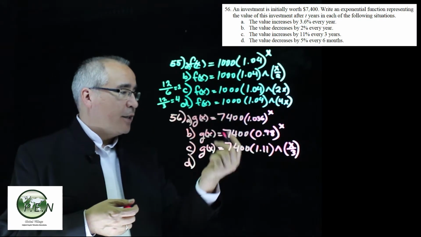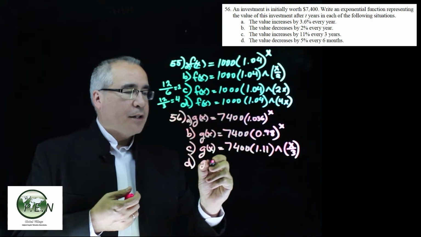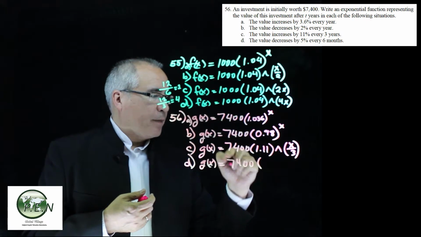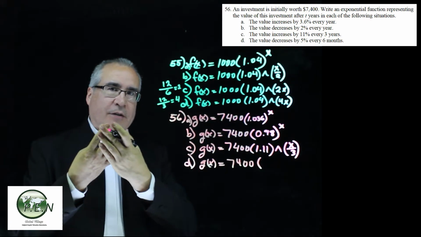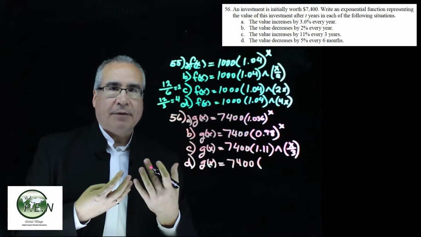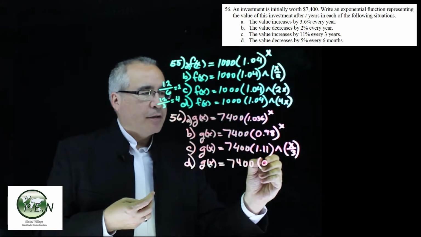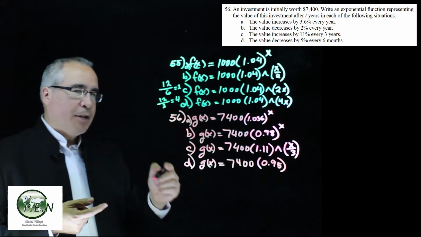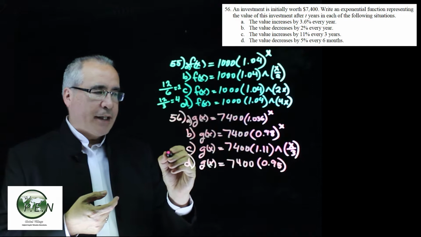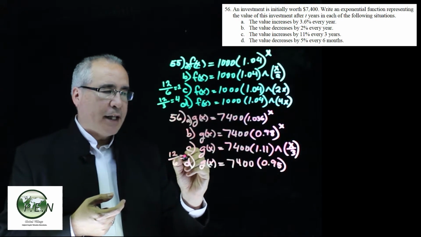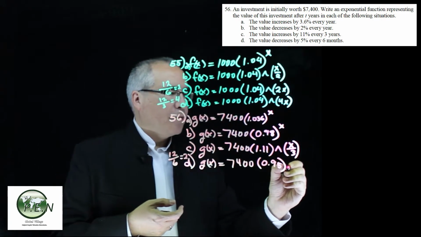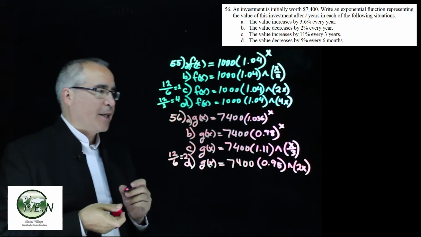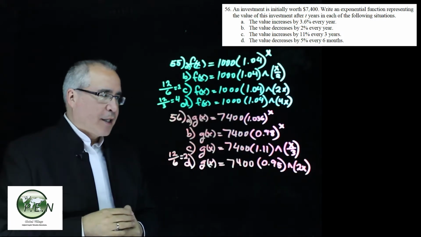Okay, we've got a decrease, but every 6 months. So G of X, 7,400, decreasing by 5%. So you've got your 100%, subtract off that 5%, that's 95%, which looks like 0.95. And since it's changing every 6 months, right, 12 divided by 6, that's going to happen 2 times every year. So our exponent is 2x. Okay, so those got us up and rolling.